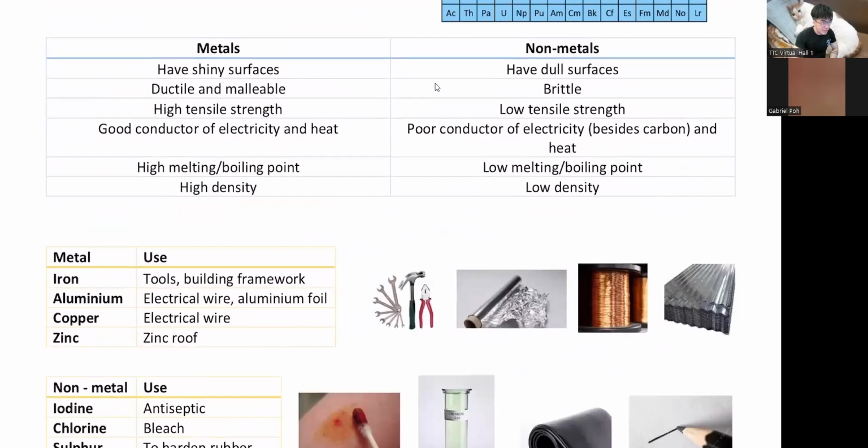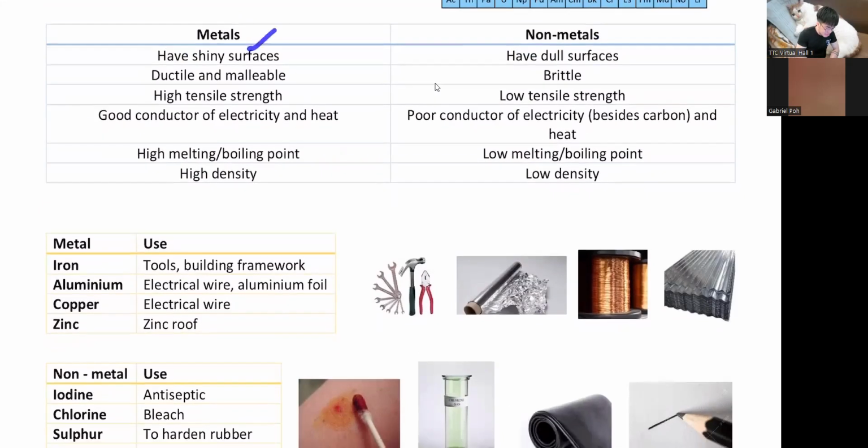Anyway, let's continue. The main point of this chapter is to learn the difference between metal and non-metal. This is very easy to understand, pretty common sense if you ask me. So metals are shiny, they are ductile and malleable. Ductile means you can pull them into any shape. Malleable means you can beat them into any shape. Whereas non-metals are brittle. That means if you try to bend them or hit them, they will scatter, they will break. And metals have high tensile strength, they are very strong. Non-metals are weak.